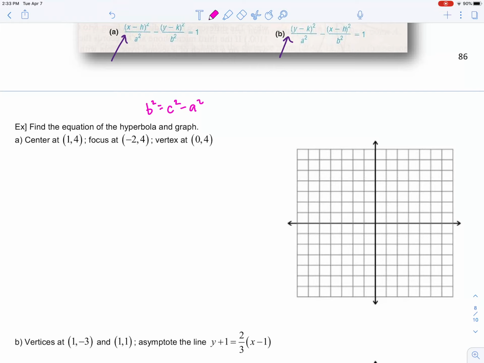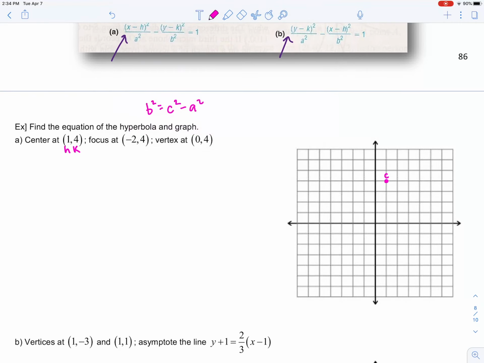Find the equation of the hyperbola and graph with the center at 1, 4, focus negative 2, 4, vertex 0, 4. I'm going to go ahead and start graphing first. So I have the center 1, 4, that's h comma k. So let's plot that point.